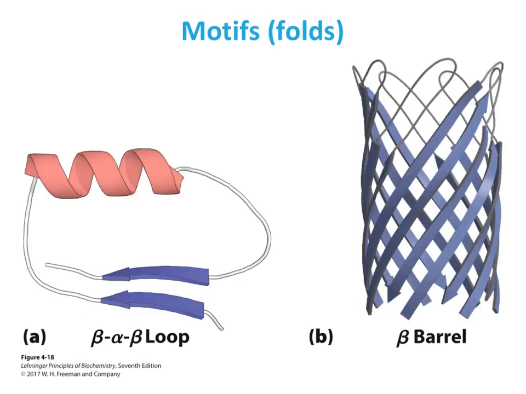Here are two common motifs, the beta-alpha-beta loop and the beta barrel. Here we have two beta strands connected with a helix. Here we have the beta barrel, which is a beta sheet composed of tandem repeats that twist and coil to form a closed structure that looks like a barrel. Oftentimes in beta barrels, the beta strands are arranged in an anti-parallel fashion, which is what's shown here. So this is going in this direction, and this is going in the opposite direction.